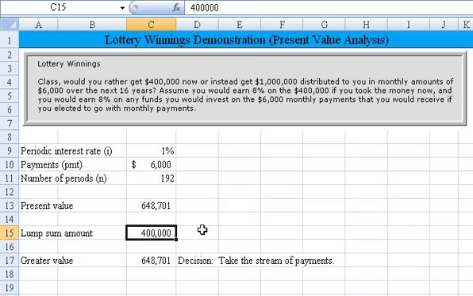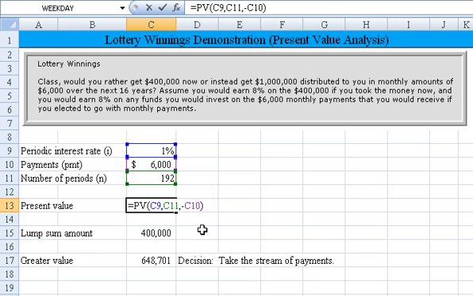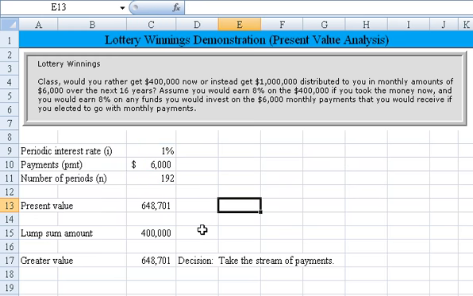Okay, everyone, that's just a quick example of how I would use the present value function in Excel to determine whether we should take a lump sum amount now or elect to go with the stream of payments. And I hope you found this demo beneficial.